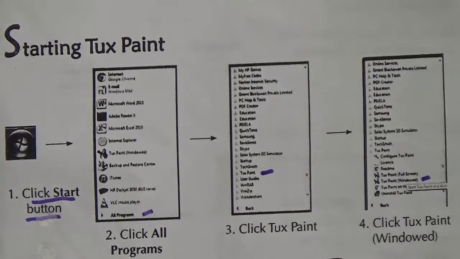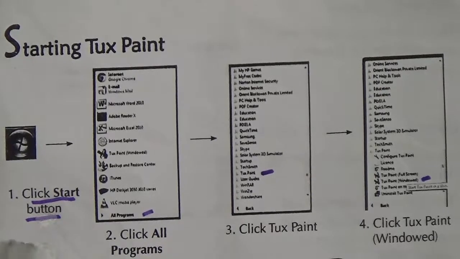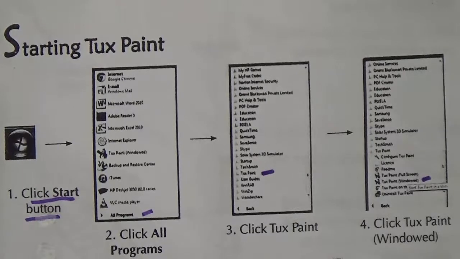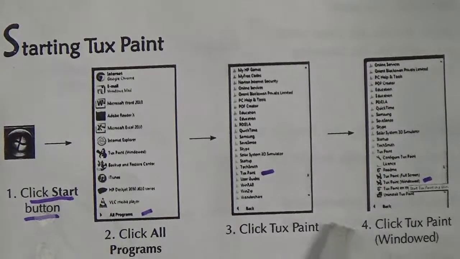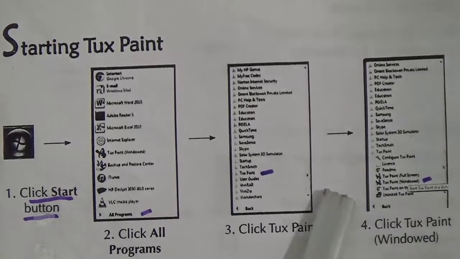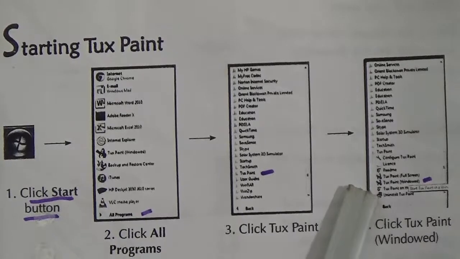What will you do? First you have to click the start button. Next, number 2, click all programs. First click the start button, then click all programs. Number 3, click Tux Paint. This is Tux Paint, and click the Tux Paint. Next one, click the Tux Paint window. This one.